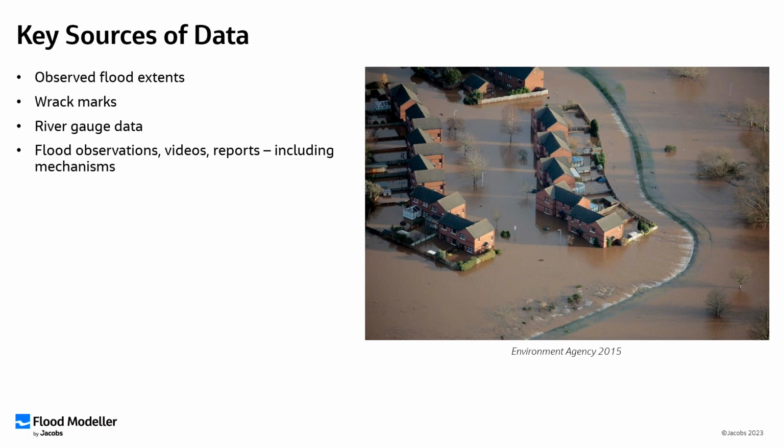So increasingly, we've got access to things like videos, images through social media, as well as flood reports and aerial photography. This is an image from the 2015 flood in Cumbria, and it very nicely shows how the flood defences are being overtopped and where they're being overtopped during this very extreme event. And this is really critical information when we come to calibrate and prove our models.